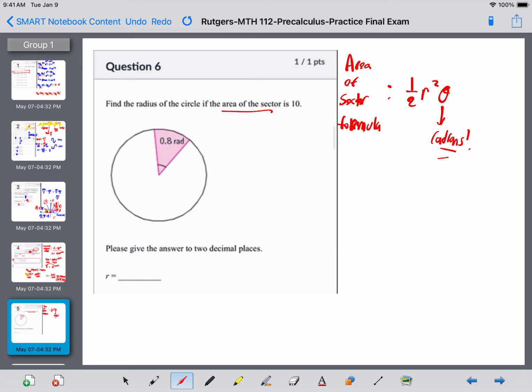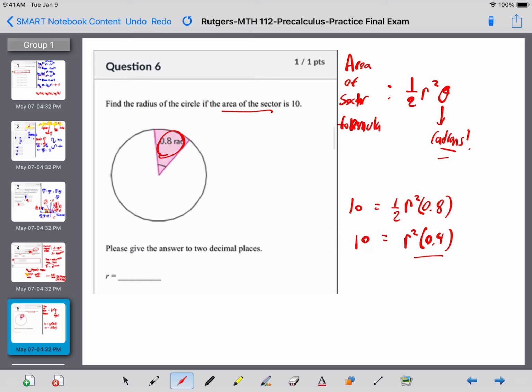So we're going to do the area is 10 equals 1/2 times the radius. Because we're trying to find the radius, we'll leave it as r squared. And then the angle is 0.8 radians. So that's like saying r squared times 0.4.